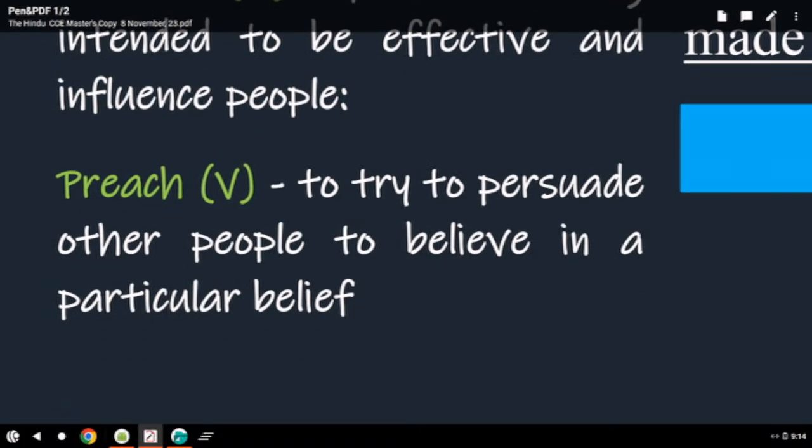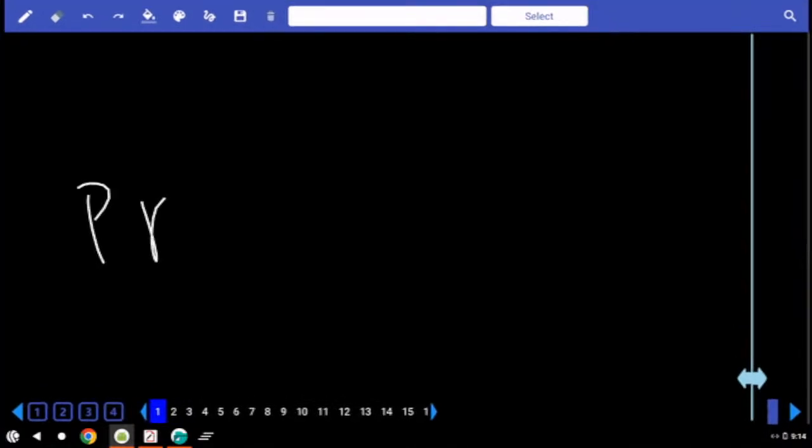What is the last word here? Preach. Part of speech verb. To try to persuade other people to believe in a particular belief. Underline particular belief. Brackets, you write the word religion. Preaching goes with religion. Now, I teach a subject like English or physics or chemistry. I'm a teacher. But someone teaches a religion. What is the word for that person? Write the word preacher.